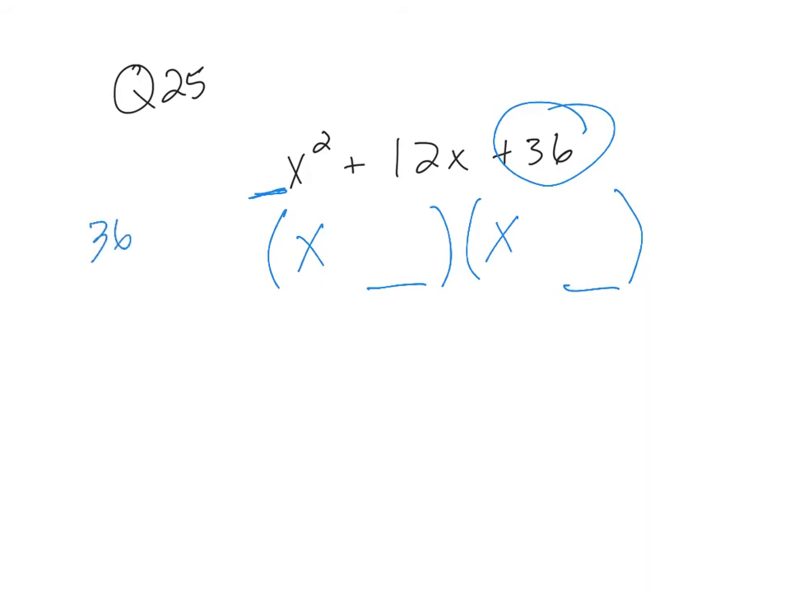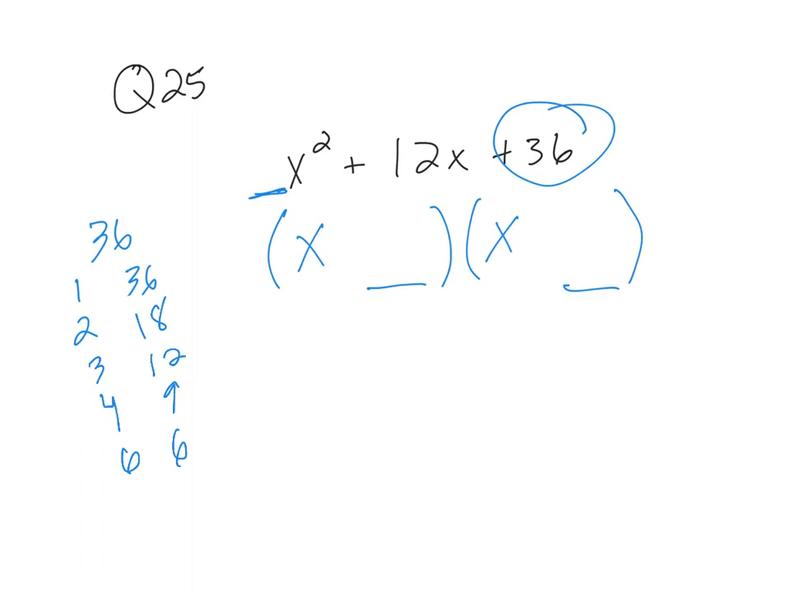Now, in order to figure out what goes into this space here, we have to look at the last number, 36, and think of what are the factors of 36. The factors of 36 are 1 and 36, 2 times 18. Oh, sorry, not 16, 18. Made a mathematical mistake there. 3 times 12. 4 times 9. And then 6 times 6.